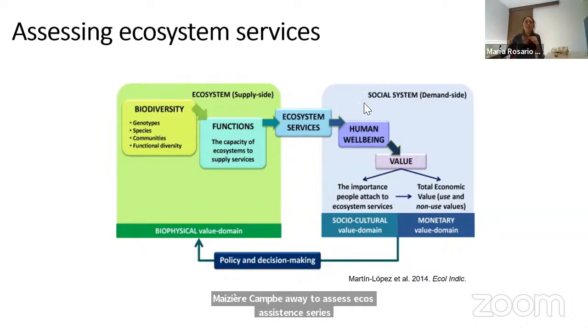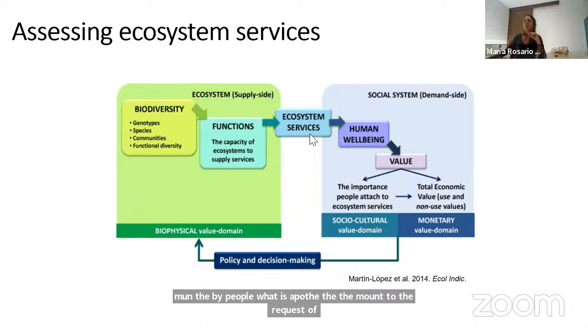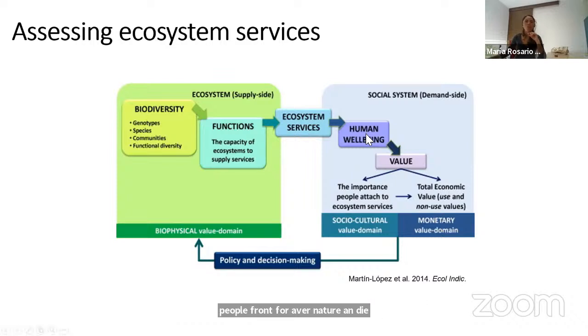But we can also look at ecosystem services from the social perspective, which would be more the demand side. What is demanded by people? What are the demands or the requests of people from nature? This is, of course, in relation to the contribution of ecosystem services to human well-being and to the value that can be attached by people. This value can then be assessed or measured in two different ways. One, from a more socio-cultural perspective, we could ask, for example, what importance people attach to ecosystem services, giving a relative ranking of priorities or preferences.